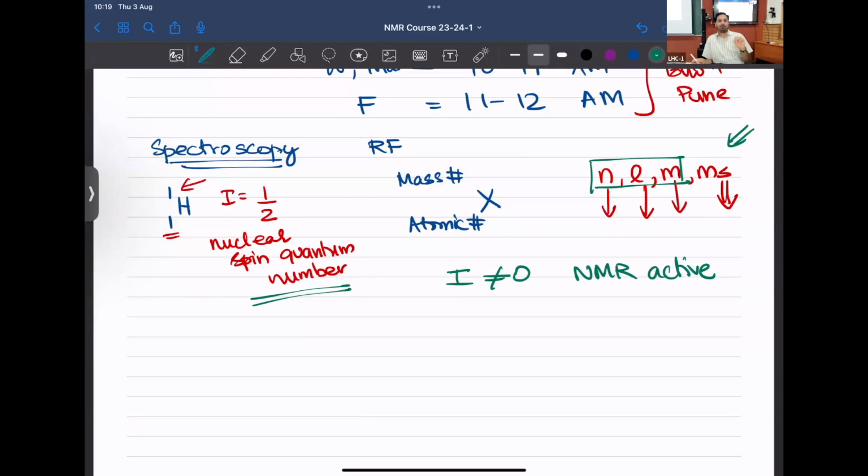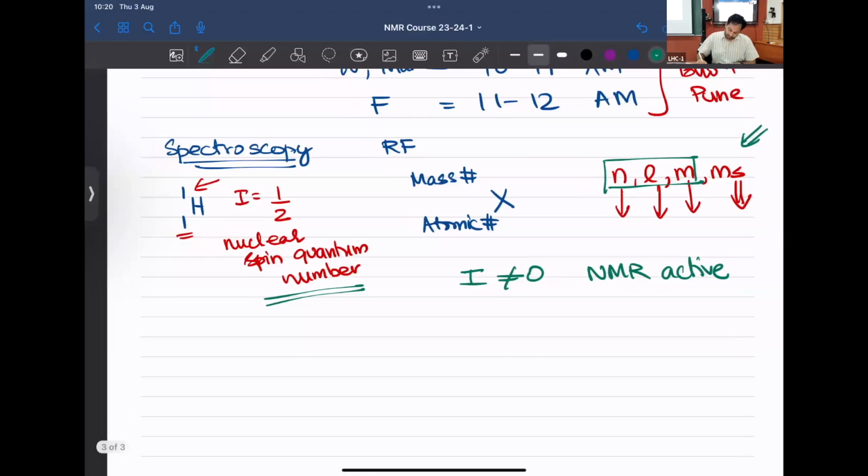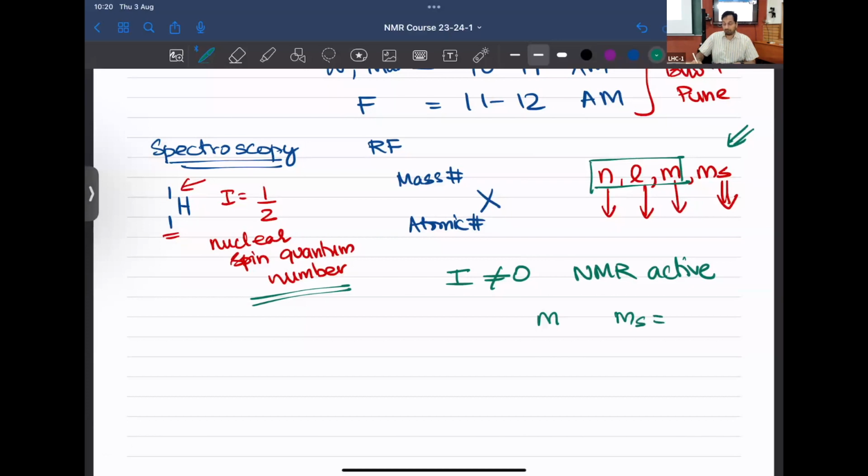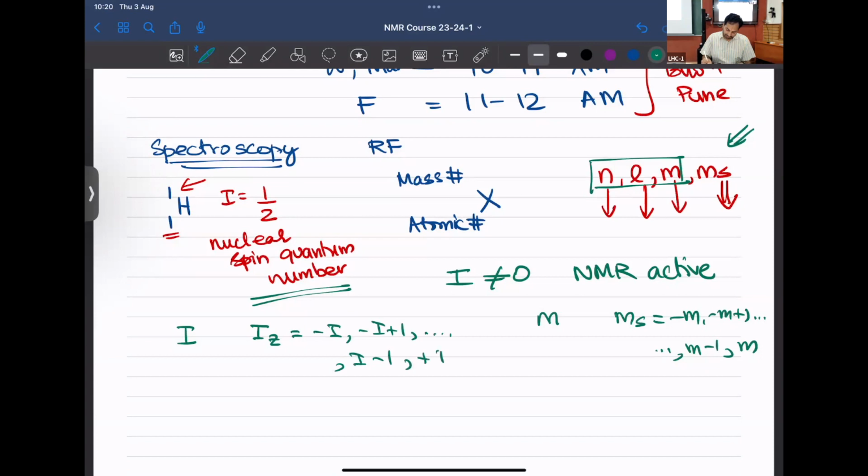The best part of whatever we want to use from here on is that you've already learned in quantum mechanics that if you have a certain quantum number m, ms is going to be given from minus m, minus m plus 1, and so on and so forth, m minus 1 until m. You guys remember this? It goes from minus m to plus m with integer units of 1. The same set of rules also apply to nuclear spin quantum number. So when you have nuclear spin quantum number of I, let's call the projections of it Iz, which will go from minus I, minus I plus 1, so on, I minus 1 to plus I. Yeah, so this is kind of nice and easy, right?